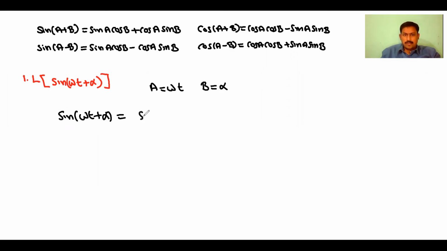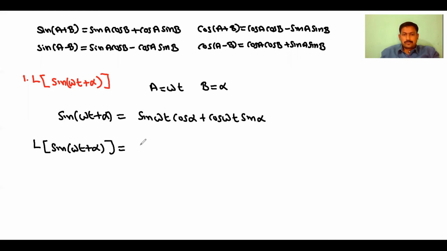Here we can apply the formula and write sine omega t cos alpha plus cos omega t sine alpha. Here alpha is a constant. So if you apply the Laplace transformation, L of sine(omega t plus alpha) equals, here cos alpha is a constant, take it out. Apply the Laplace transformation only for the function of t, L of sine omega t. Similarly, here sine alpha is a constant, take it out and apply the Laplace transformation for cos omega t.